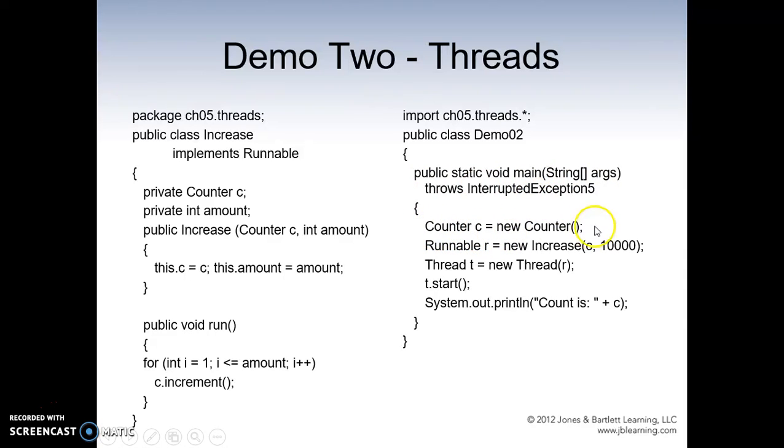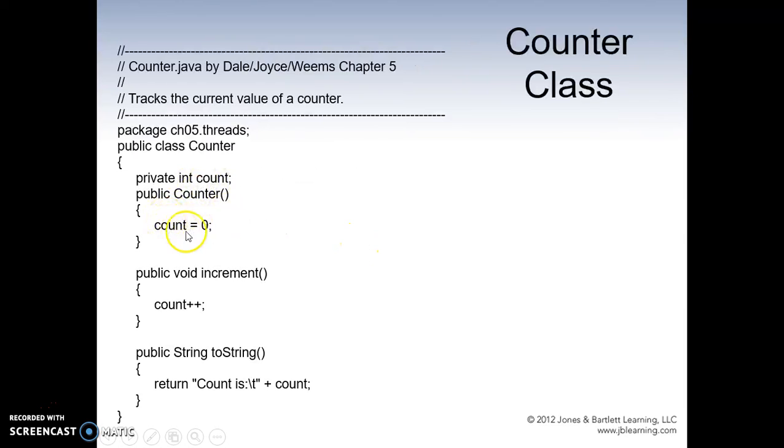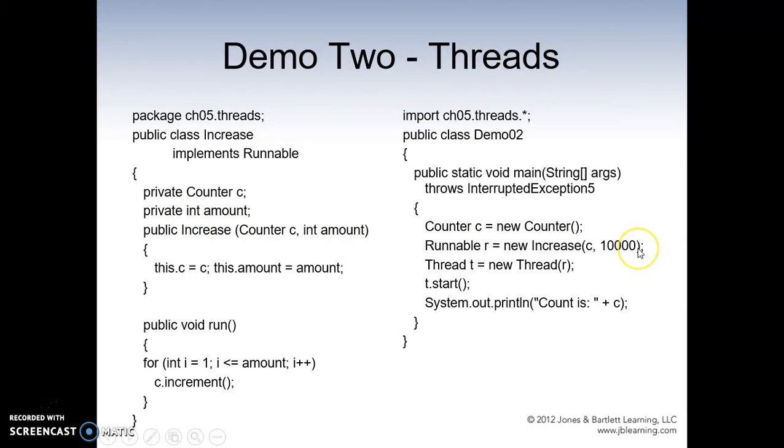So Counter c equals new Counter. It's the same counter that we looked at before. Runnable r equals new Increase, because Increase implements Runnable. So we pass counter and 10,000 as the amount to increment, with the same constructor that we initialized earlier, so the count is going to be 0. Then we set Thread t equals new Thread(r), t.start. When you do t.start, this will call run. It's going to loop and do increment.